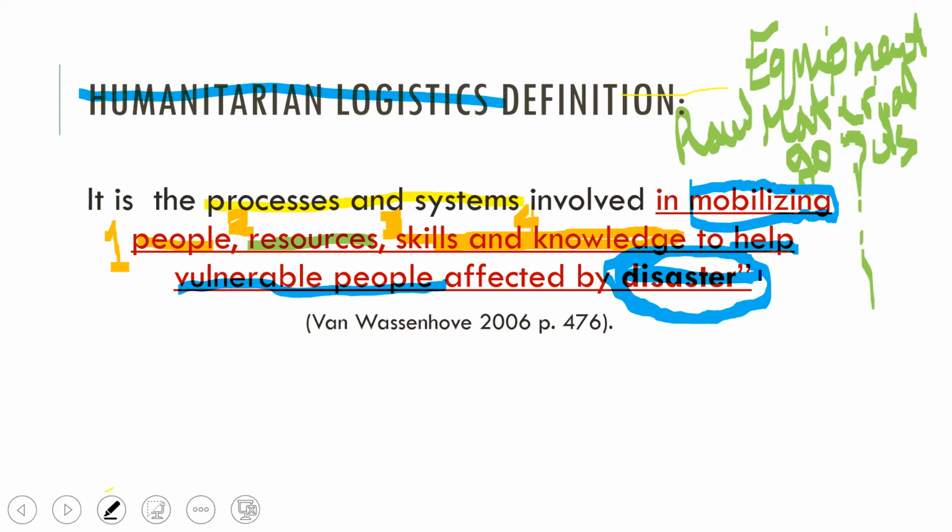It opened for us that if we understand this disaster, we may understand the nature of the demand, which was one of the most difficult issues in humanitarian logistics: what the demand looked like. So this definition is very important for us because it relates humanitarian logistics and disaster. Any questions?